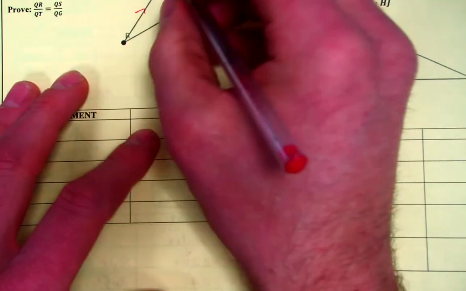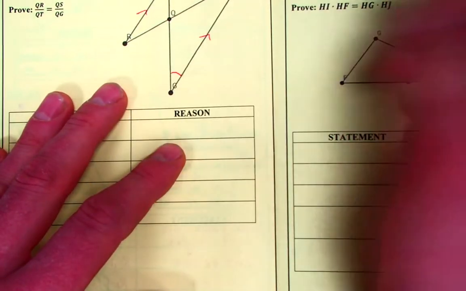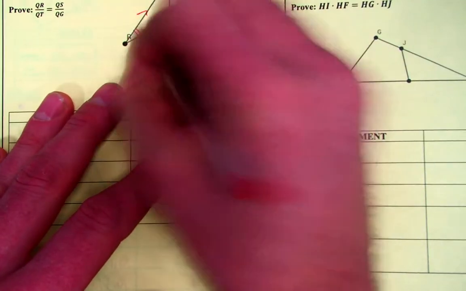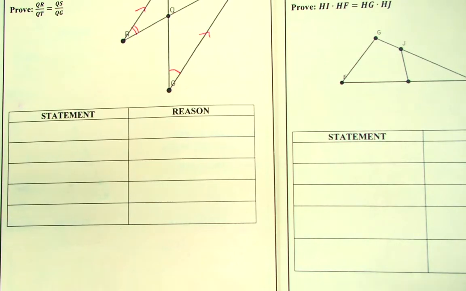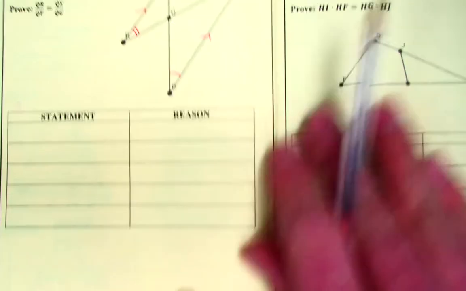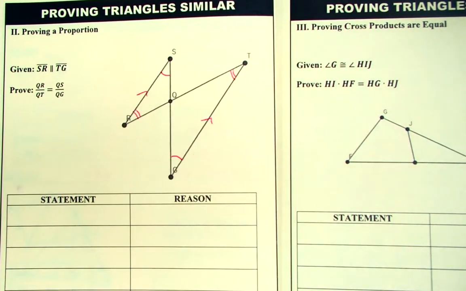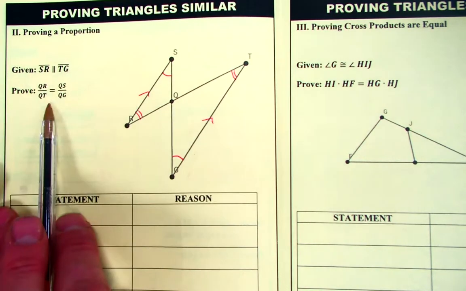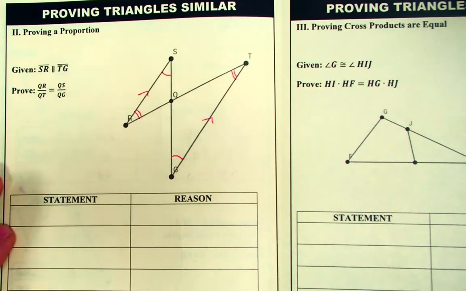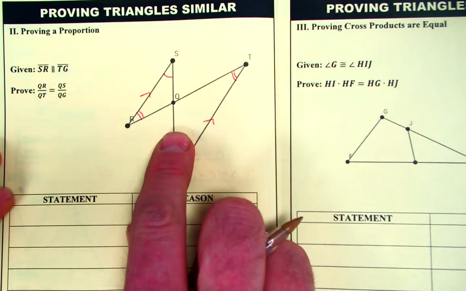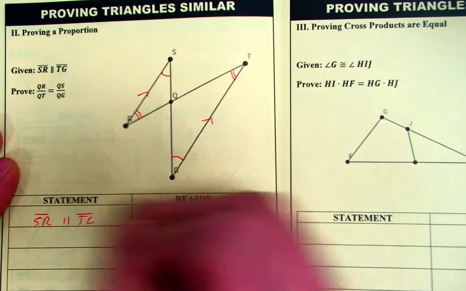And in this case, since we have parallel lines, we know that alternate interior angles are congruent. And we can name both pairs. All right, so we have another pair of alternate interior angles there. So we know by angle, these two triangles are similar. Okay, but that's not exactly what we're trying to prove. We're trying to prove that the ratios of the corresponding sides are equal. But first, let's prove the similar part. And so we're going to say SR is parallel to TG, and that's given.